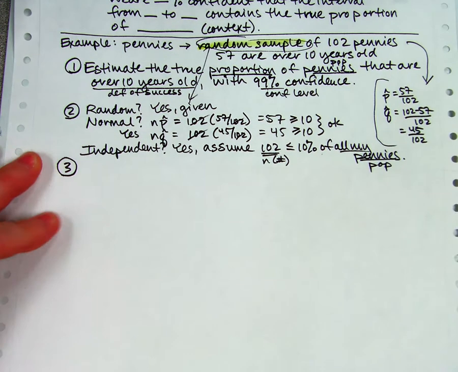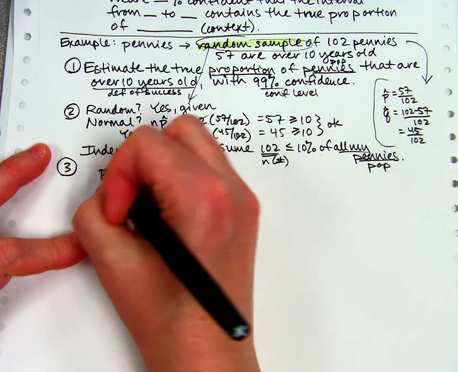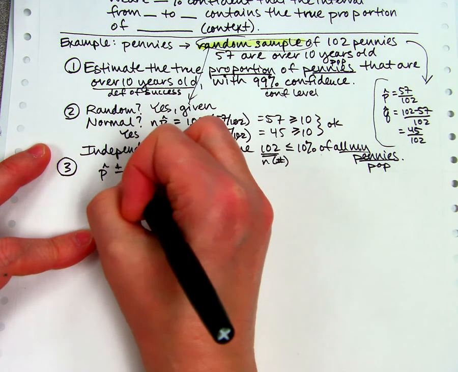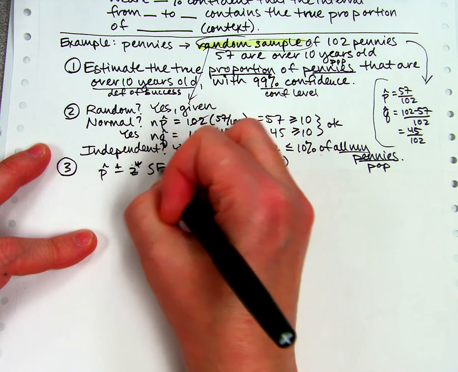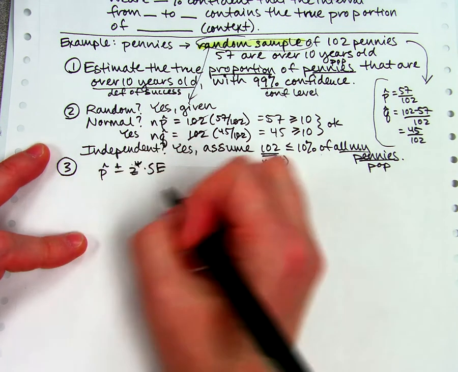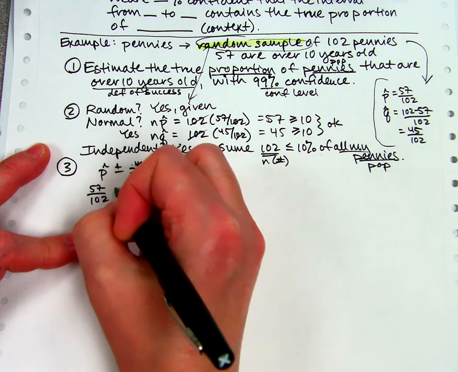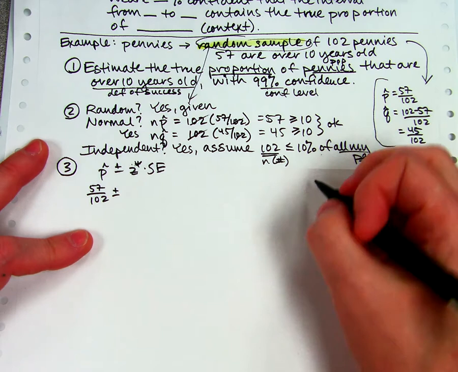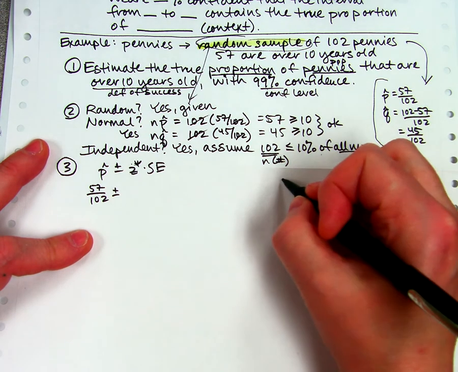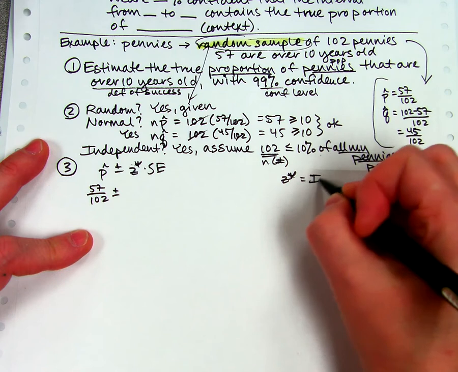All right, step 3. We're going to do the calculations. We're going to go p-hat plus or minus z star times the standard error, which I'll replace in just a minute. So I'm going to do p-hat, which is 57 over 102, plus or minus. I need to calculate my z star. I don't have this one memorized. So I'm going to come off to the side and say, okay, z star is inverse norm.